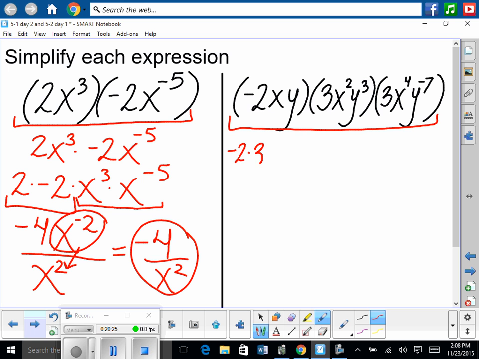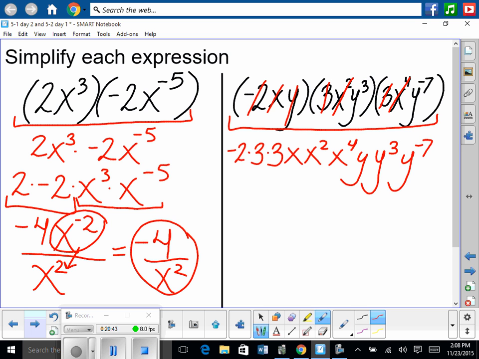Negative 2 times 3 times 3. And I'm going to cross them out so I don't miss anything. We have an x squared and an x to the 4th, a y cubed, a y to the negative 7. Does everybody see how I just reordered it? And now in sections we'll simplify. Negative 2 times 3 times 3.